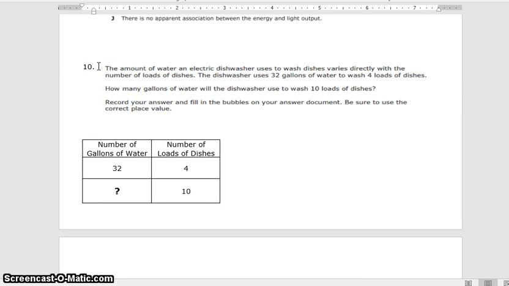Number 10. The amount of water an electric dishwasher uses to wash dishes varies directly. So you've got to remember what varies directly means. With the number of loads of dishes. The dishwasher uses 32 gallons of water to wash 4 loads of dishes. How many gallons of water will the dishwasher use to wash 10 loads of dishes? Record your answer in the bubble grid on your answer document. Here is the table. Number of gallons of water, 32, question mark. Number of loads of dishes, 4 and 10. Solve that problem.